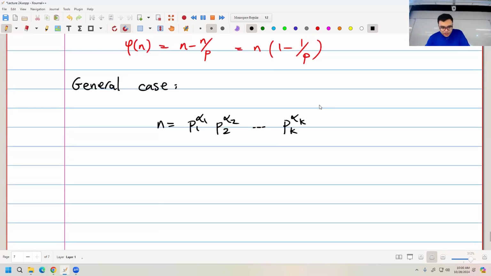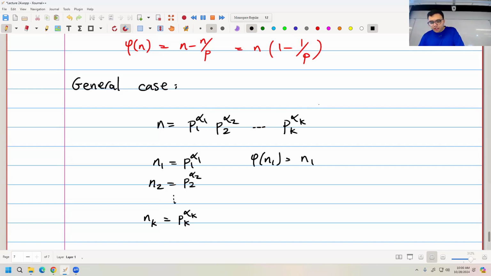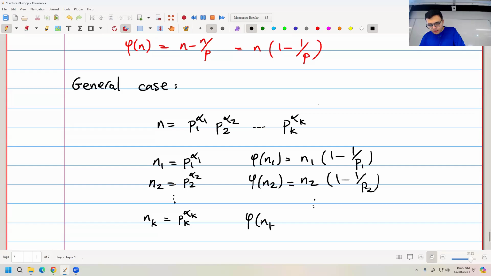I say take each part separately. So let's say N1 is P1 to the power of alpha 1. N2 is P2 to the power of alpha 2, so on. And Nk is Pk to the power of alpha k. So what is phi of N1? It's just N1 times 1 minus 1 over P1. Phi of N2, again, N2 times 1 minus 1 over P2, so on. And phi of Nk is Nk times 1 minus 1 over Pk.